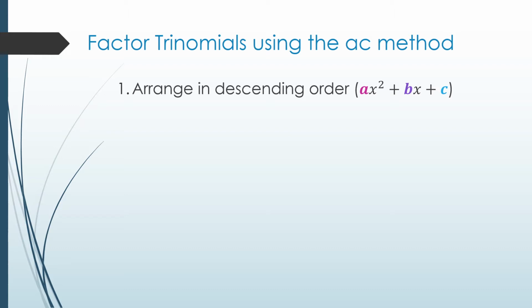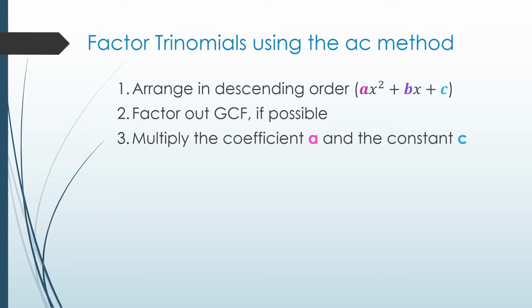ax squared plus bx plus c. In other words, the highest exponent needs to be first, and at the very end at the far right needs to be the constant or the plain number. Step 2, if possible, factor out the GCF, or the greatest common factor. Step 3, multiply the leading coefficient a and the constant c.